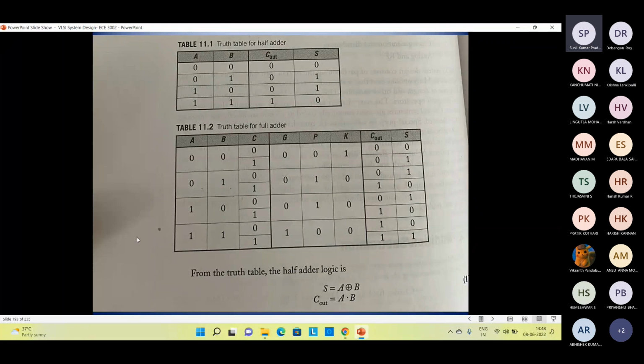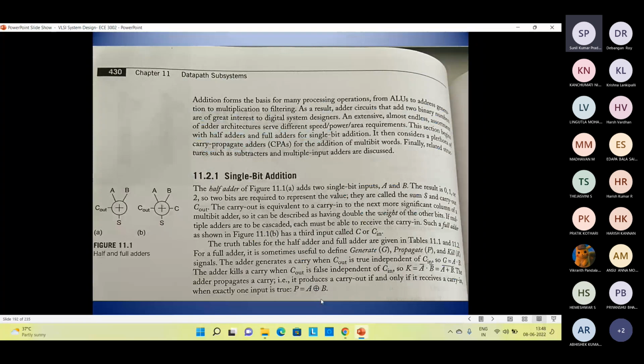So this is actually the truth table of the full adder. Now from the truth table, the half adder logic can be implemented like this. Sum will be A XOR B, and C out will be the AND operation of A and B. So this is actually our half adder, which we have seen here, and this is actually our full adder.